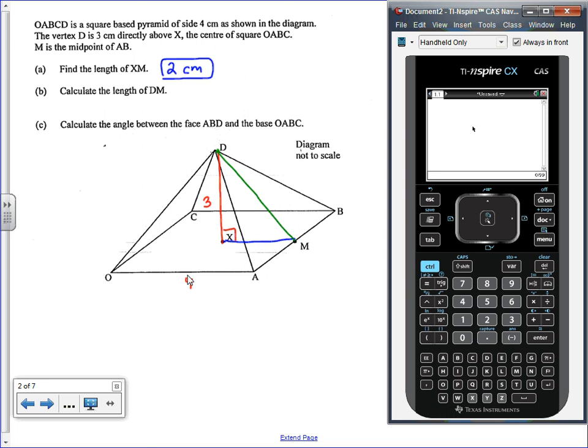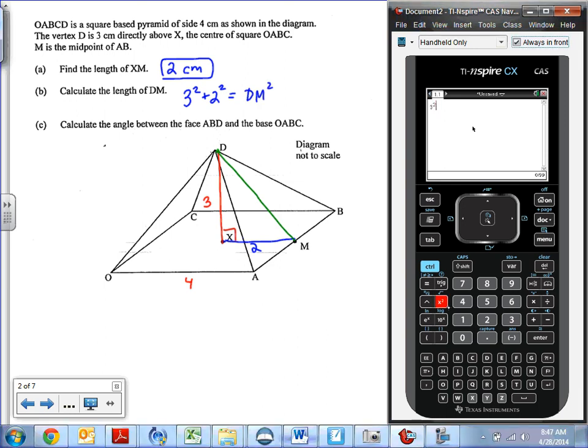We know that the height from X is 3, and from X to M is 2. So we can just use Pythagorean theorem. 3 squared plus 2 squared equals DM squared. And we'll solve this on the calculator. So 3 squared plus 2 squared, and we're going to square root that answer. I know the square root of 13 would be simplest radical form, but we're going to give our answer to 3 significant figures. So 3.61 would be DM.